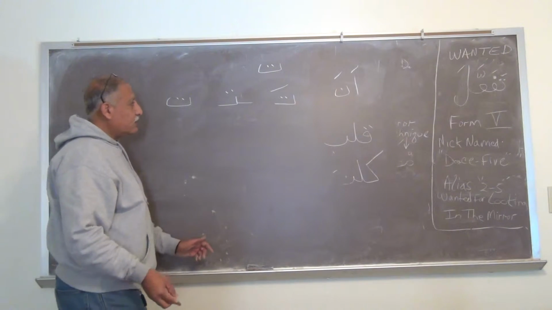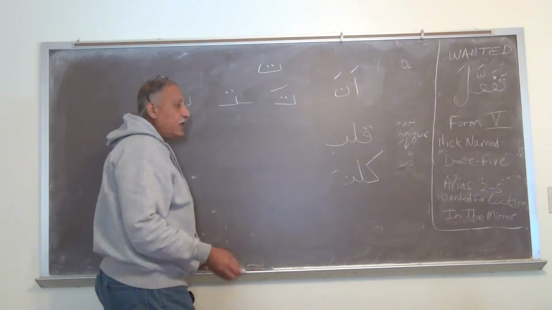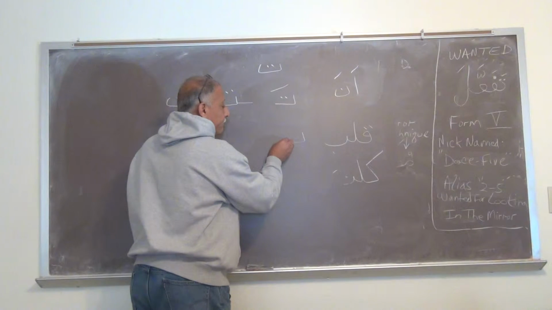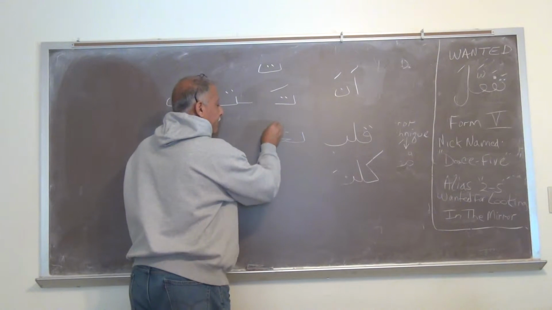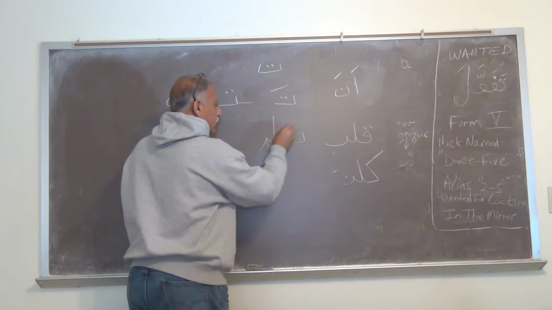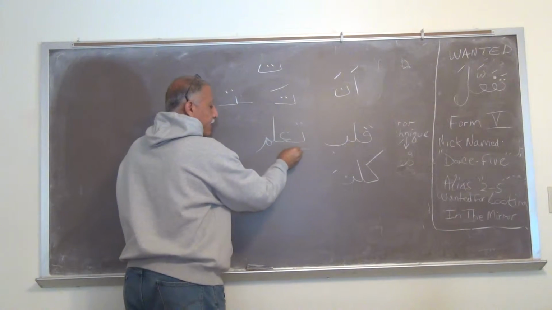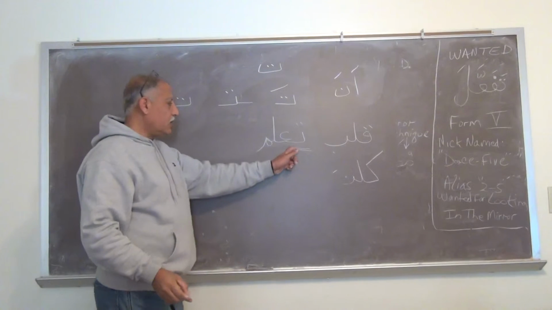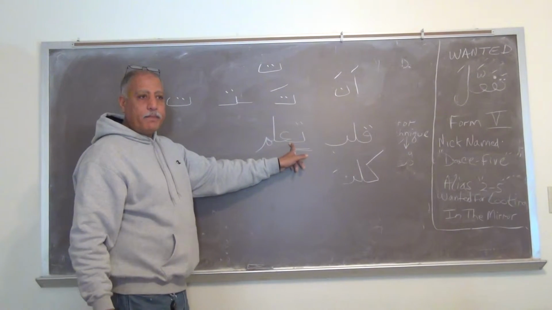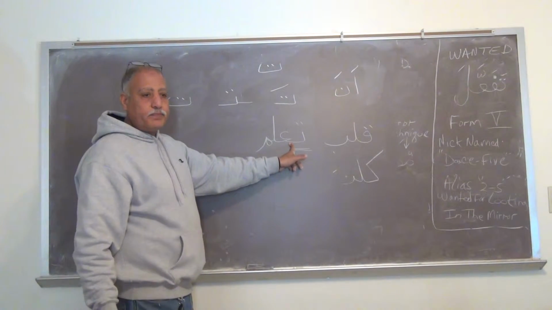An example for the letter ta when it comes at the beginning of the word is تعلم. It's ta, ayn, lam, mim. This is how it shows when it comes at the beginning. تعلم.